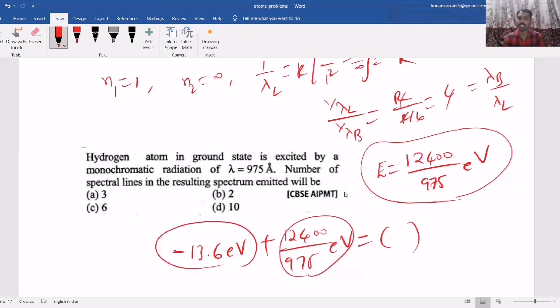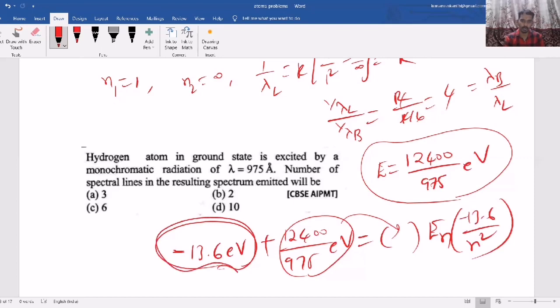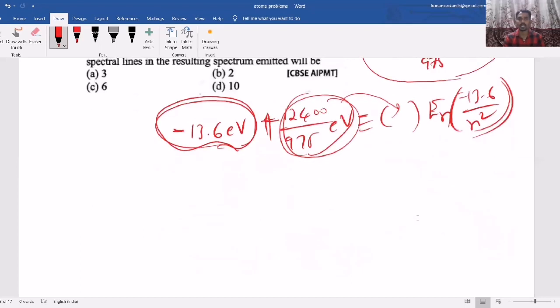That means it is not sufficient. It is not equal to 13.6, it is less than that. That means the electron will not come out, it will not ionize. It will just excite to some other orbit, let's say that is the nth orbit. So what is the nth orbit energy formula? Minus 13.6 by n square. So the energy of electron in ground state plus the given energy should be equal to the energy of some nth orbit. We don't know which one. From this equation, if you calculate, you will get the n value.